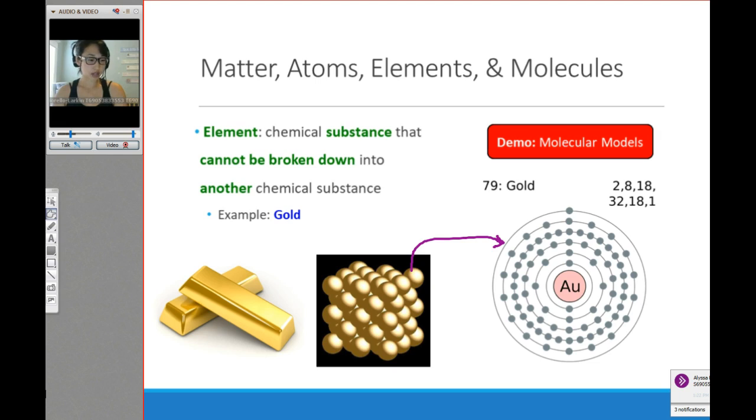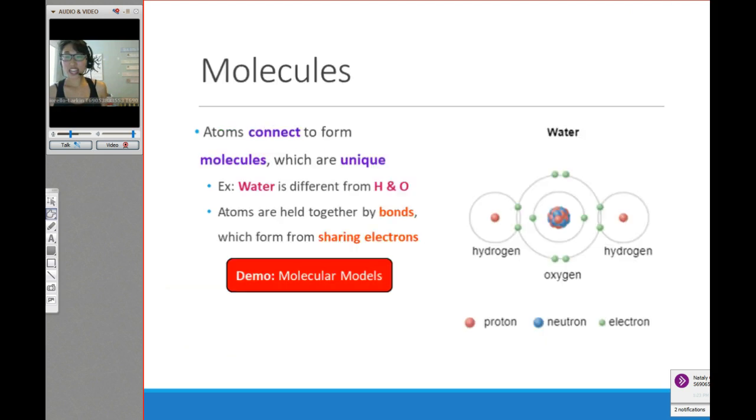So a single brick equals an atom, right? The wall of the same bricks equals the element, and then the entire house equals just matter in general, okay? Awesome. Now the last one that we need to talk about is molecules, okay? So molecules are when we take atoms and we connect them together to form something that acts different, okay?